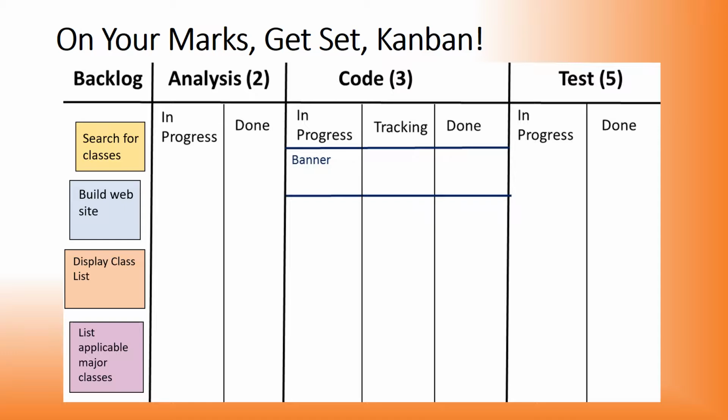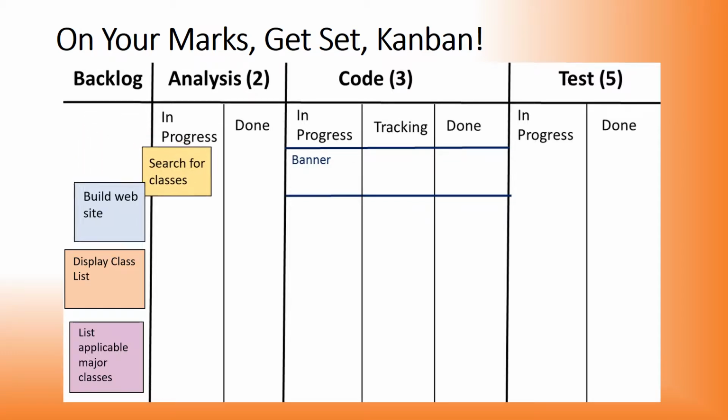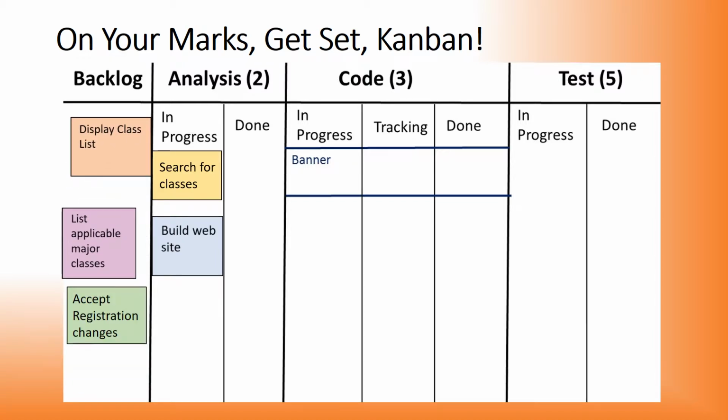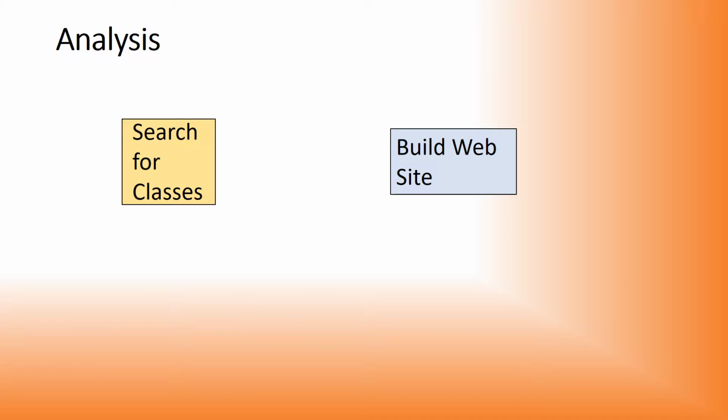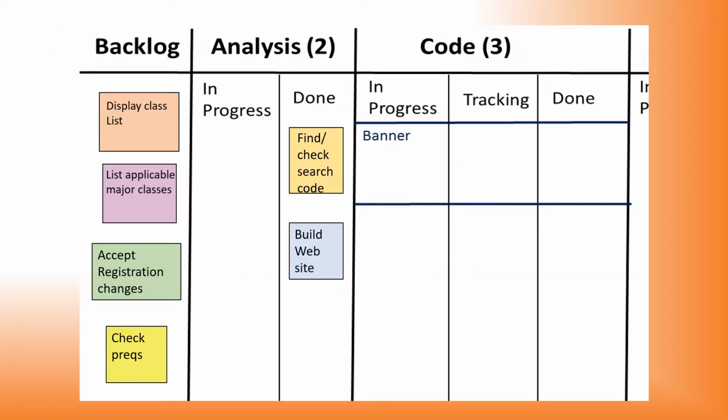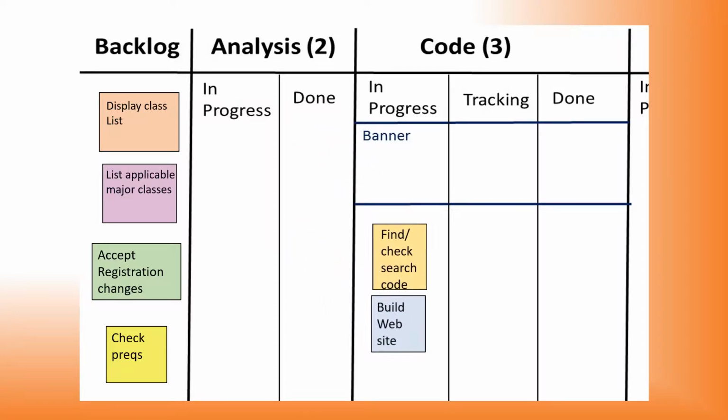Yoshi, who's doing the analysis, takes the first two cards from the backlog. The other cards move up, and Enrico adds one from the waiting cards to the backlog. Yoshi looks at the first card. Searching for classes is something the current system already does. Let's just find the existing code and check it over. No need to reinvent the for loop. The second card, Building the website, is good as it is. Enrico starts on finding the previous search code, while Michael starts on building the website.